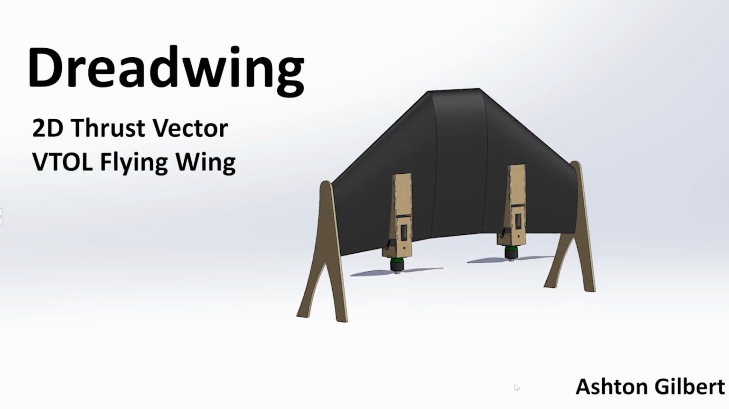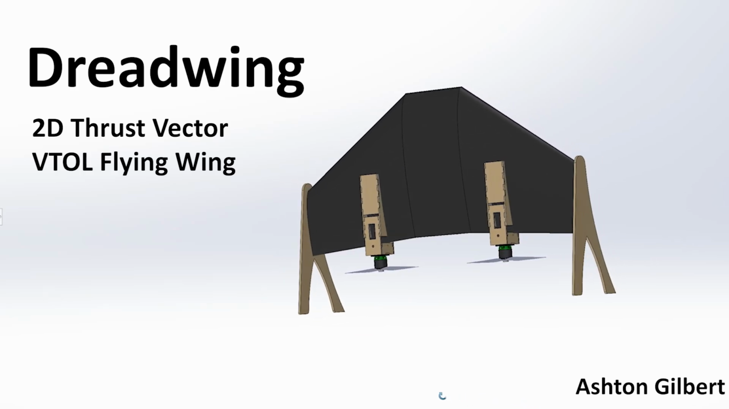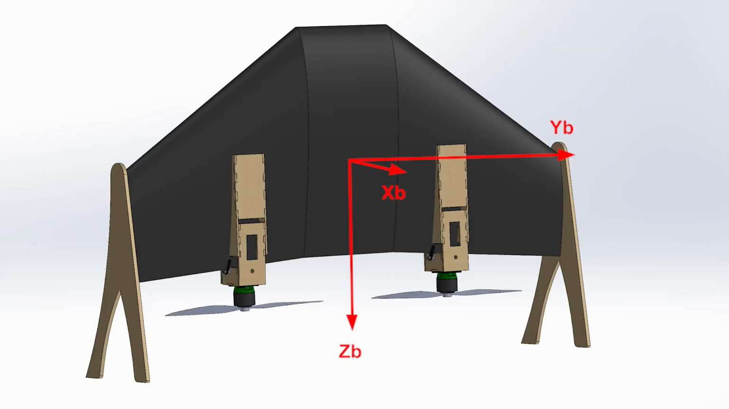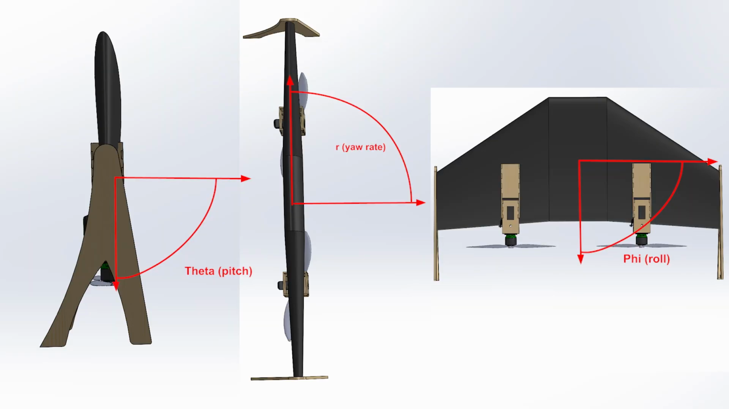For my project, I decided to design a VTOL flying wing using 2D thrust vectoring, which I call Dreadwing. I used the traditional aircraft coordinate system without aligning the x-axis with the nose to avoid singularities and gimbal locks, since the aircraft hovers with its nose in the air. Here I define my orientation angles following the usual Euler angle definitions, where phi corresponds to roll, theta to pitch, and r to yaw rate.